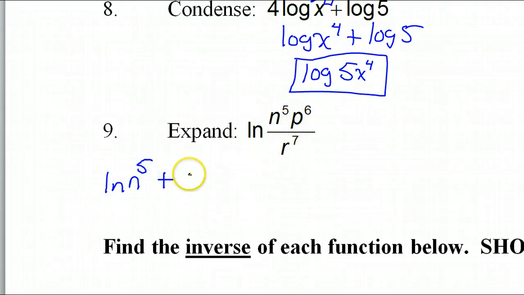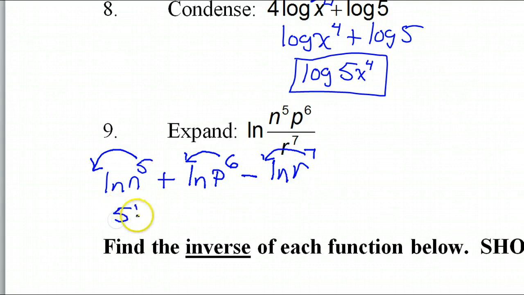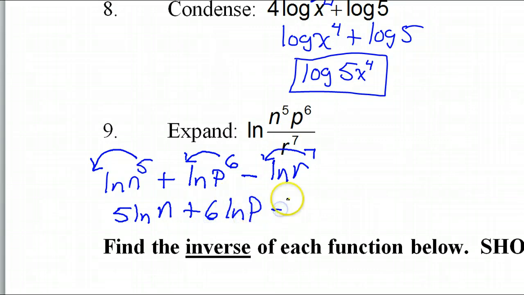Now, how about the p? Natural log of p to the 6th power. I'm making it positive because it's in the numerator. Now, this term is in the denominator, so I will make it a negative term. So negative natural log r to the 7th power. Now, in expanded form, each of these exponents need to wind up in the front of their term. So I will have 5 natural log n plus 6 natural log p minus 7 natural log r. And this would be expanded form.